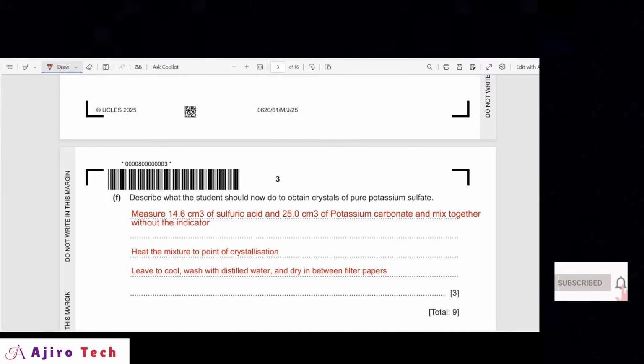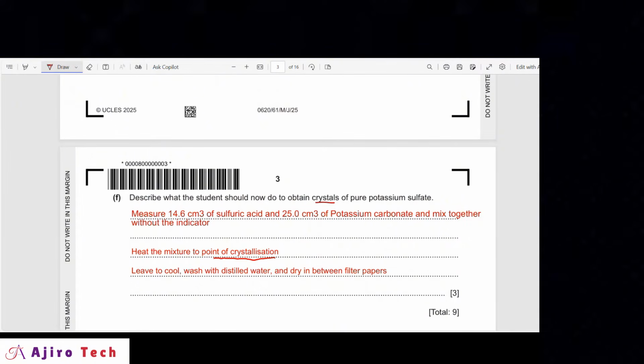So the student can heat the mixture to point of crystallization. This point is extremely vital when you're talking about obtaining crystals. Sometimes students just write heat the mixture. No, you won't get the mark. You don't just heat the mixture. You have to heat the mixture to the point where the mixture begins to crystallize. Don't just heat it to dryness. Okay, you heat it to the point where it starts to crystallize.